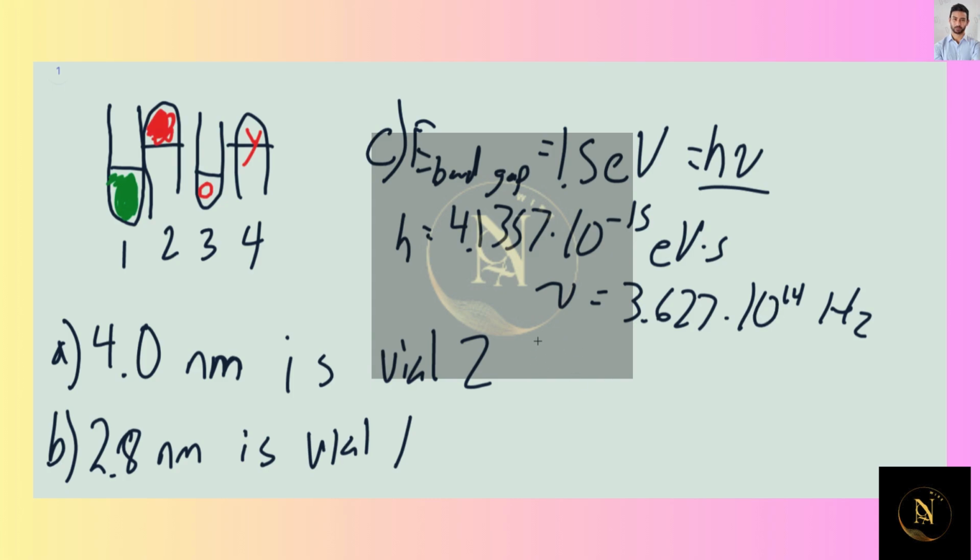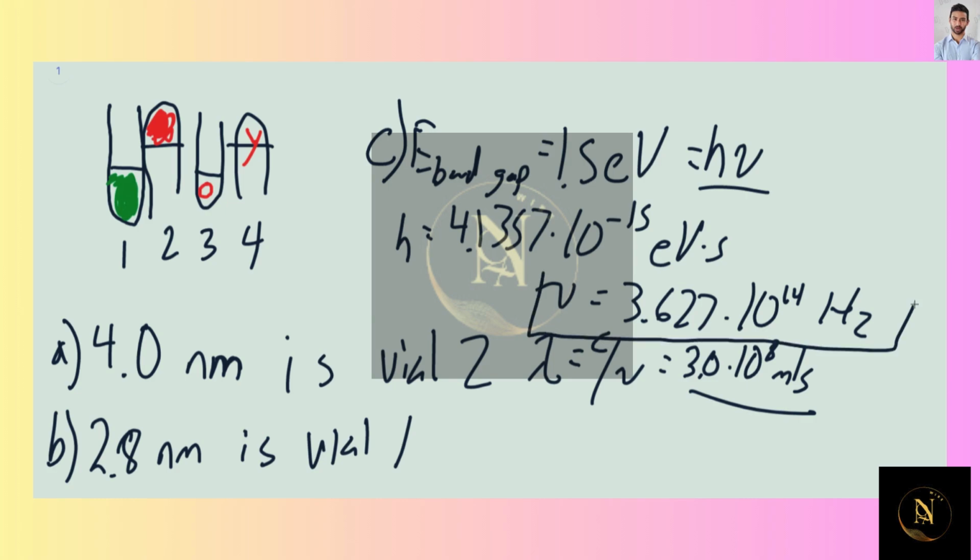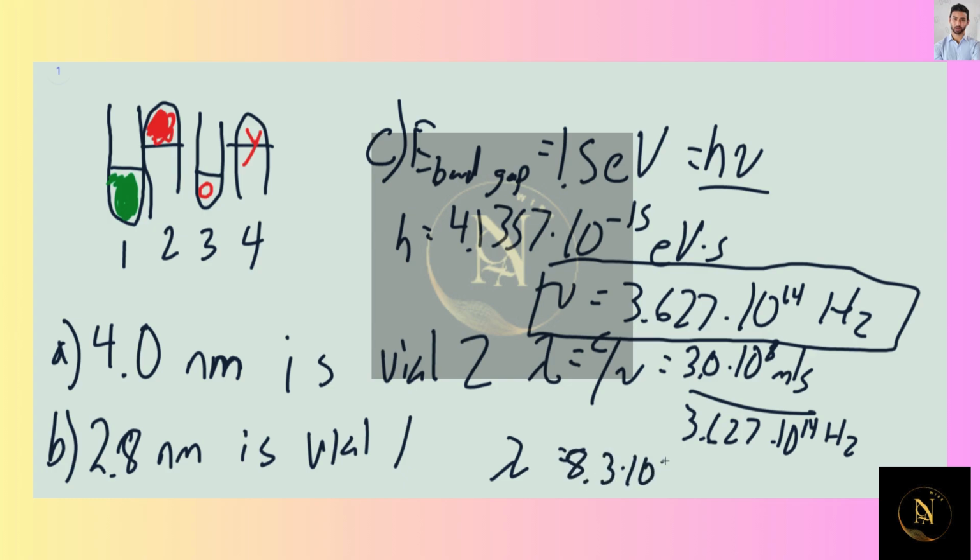And so we can determine the wavelength lambda in a very similar way. That's going to be equal to the speed of light divided by nu. The speed of light is 3.0 times 10 to the 8th meters per second divided by our nu, which we just found here, 3.627 times 10 to the 14th hertz. And that is going to give us a lambda of 8.3 times 10 to the minus 7 meters.